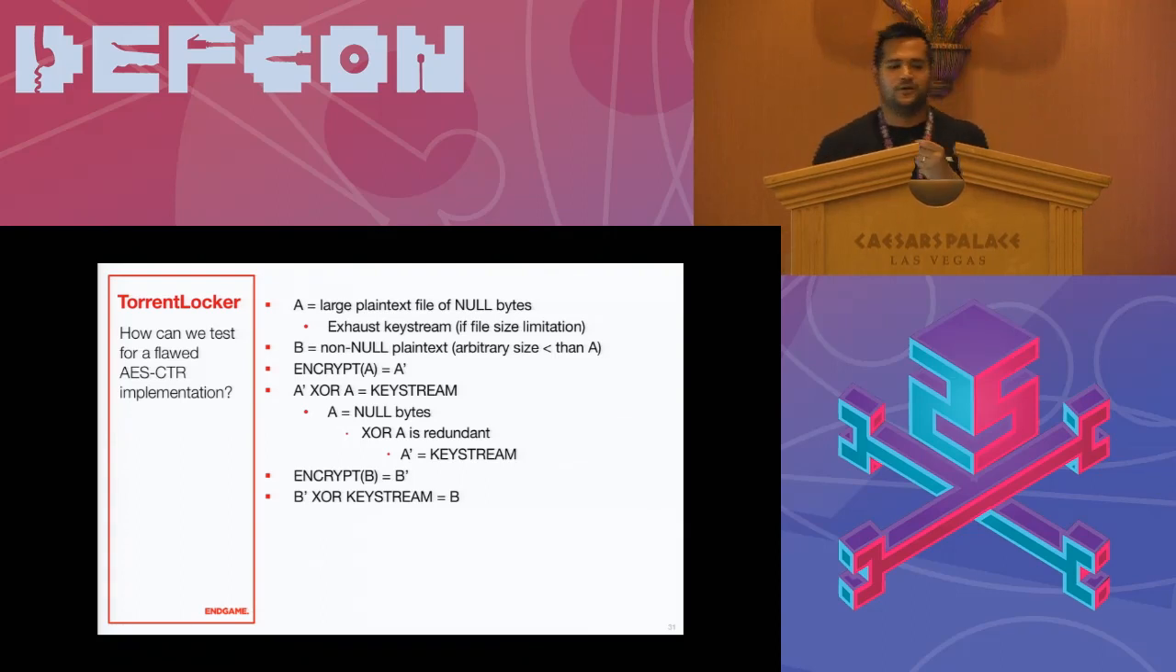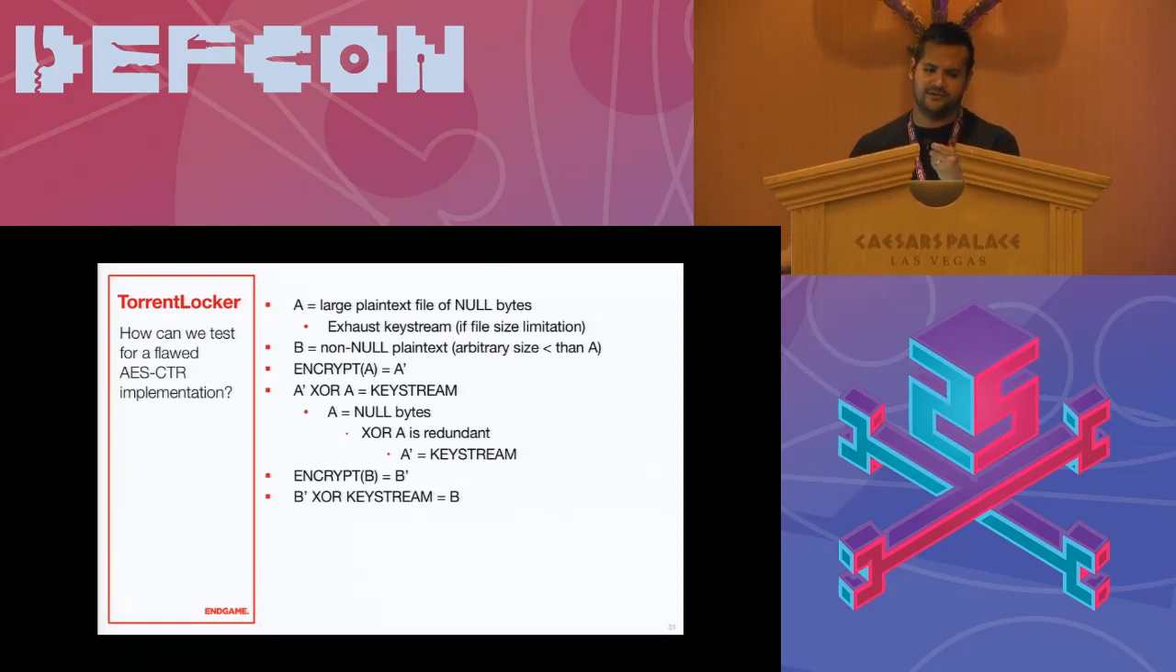Okay, so how can we test for a flawed AES counter implementation? Here's a little bit of math, so hopefully this goes over okay. We're going to want two plaintext files. One large plaintext file, A, consisting solely of null bytes. Our goal is that if there's a file size limitation, we want to exhaust the keystream and find that out. As we saw with the two previous examples, there were file size limitations, so we're going to take a stab at that.